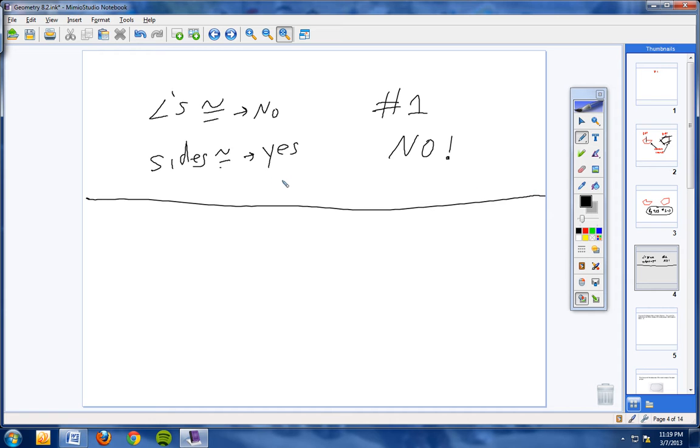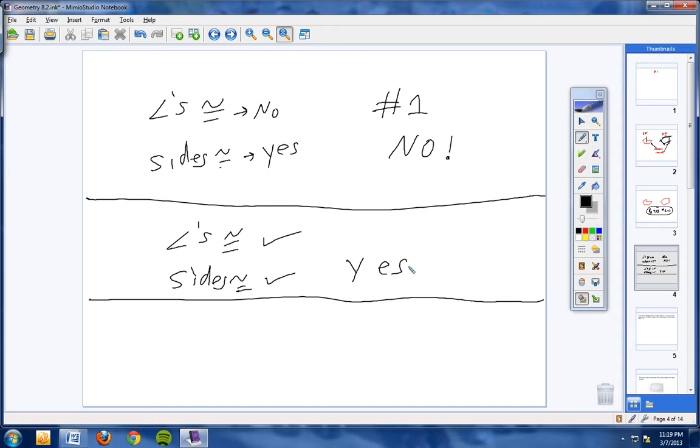Number 2, it looks like all of the angles are congruent. Check. And all of the sides are congruent. Check. So the answer to this is yes, it's a regular polygon. Now number 3, no, not at all. The angles are not all congruent. Even the sides are not all congruent. So no, it is not a regular polygon.